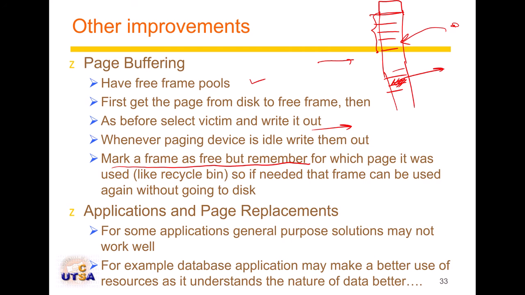Okay. For some applications, some operating systems may allow applications to decide which page replacement algorithm to use, instead of general purpose ones. For example, a database management system might better know how to deal with the pages and which pages are needed. So the operating system may allow those types of applications to manage the pages by themselves, right?